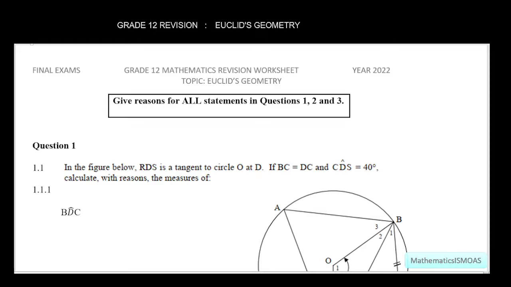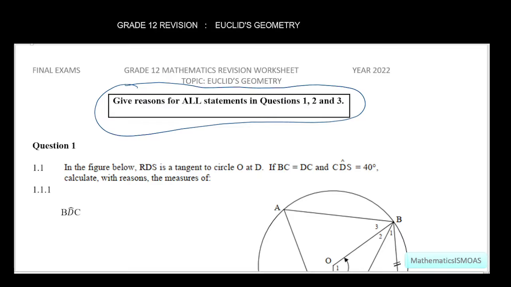Please take note that you need to give reasons for all statements made in questions 1, 2, and 3. So we are only going to do questions 1, 2, and 3. Give reasons for all statements made in questions 1, 2, and 3.